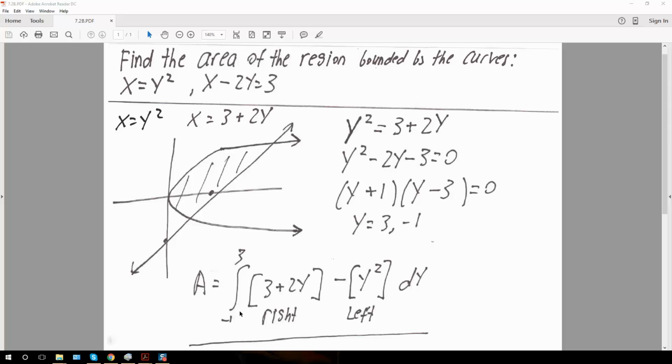So we say negative 1 to 3, and since we're doing it in terms of dy, we do right minus left. Our right is this, so we say 3 plus 2y minus our left, this, so that's going to be negative y squared. And we can use a calculator to solve, or we can do it by hand, but the most important thing for this question is setting it up. And that's all we need to do to set up this question.